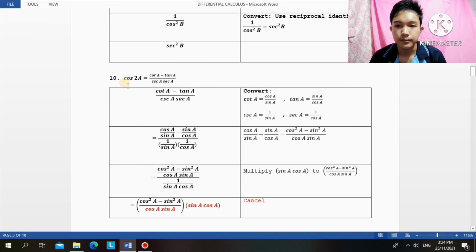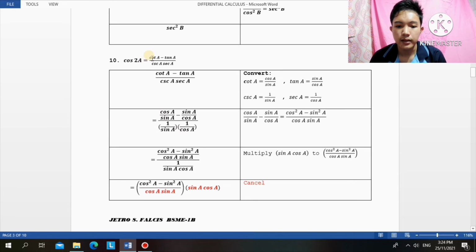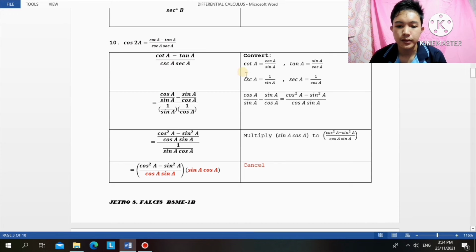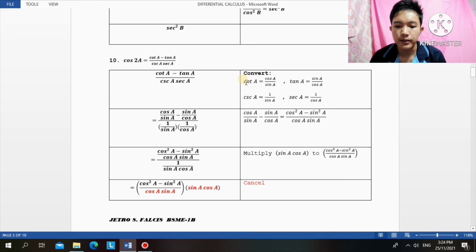So number 10, cosine 2a is equal to cotangent a minus tangent a over cosecant a secant a. So first, to prove our identity, convert cotangent a into cosine a over sine a, then tangent a into sine a over cosine a. Then cosecant a is equal to 1 over sine a, then secant a is equal to 1 over cosine a.